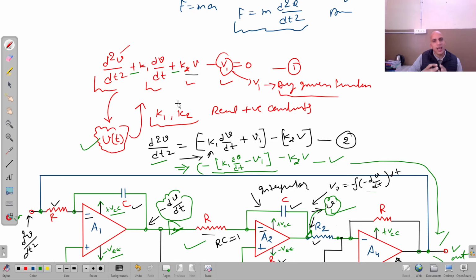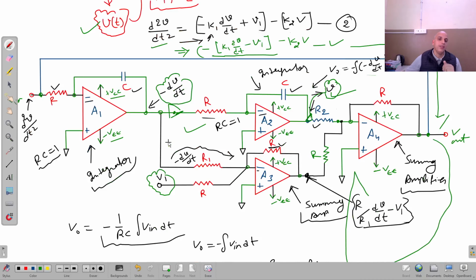Signs can be dealt with easily by simply changing the mode of working of the operational amplifier, whether it is an integrator, a summing amplifier, or a subtracting amplifier. So for any differential equation given to you, you can simplify it by using this method.